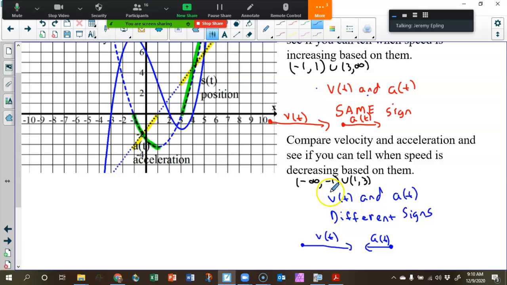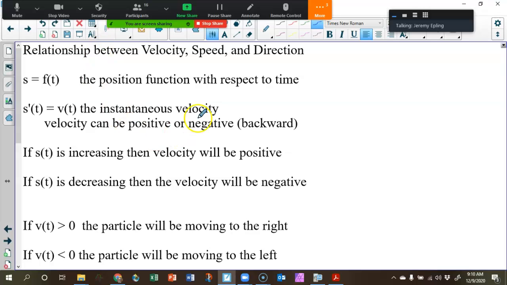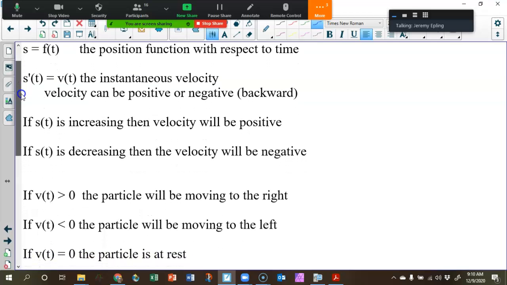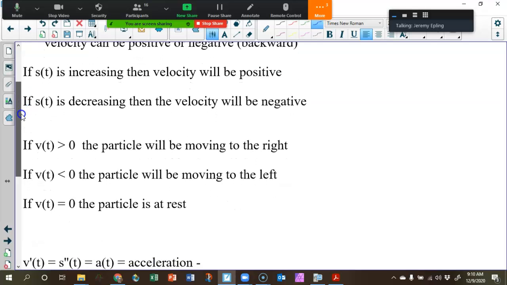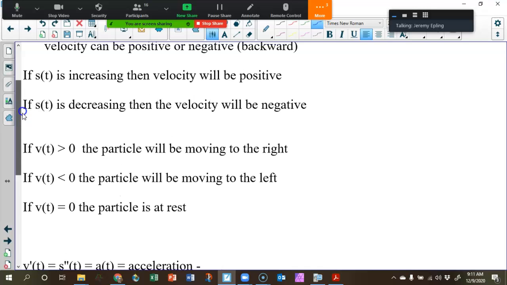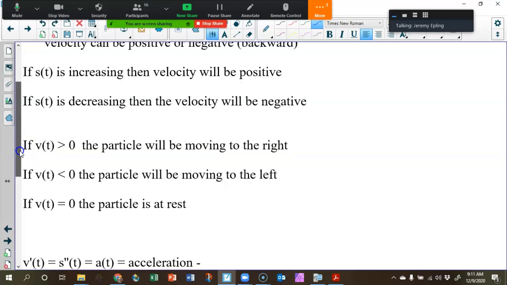Now, I tried to put all that for you in your notes in a nice, convenient place. We talked about the position function yesterday, and its derivative, velocity. We could tell that velocity was positive when position was increasing, and velocity was negative when position was decreasing. We used that today: velocity was positive, we were moving to the right because position was increasing. Velocity was negative, we were moving to the left. And when velocity was 0, we were at rest.